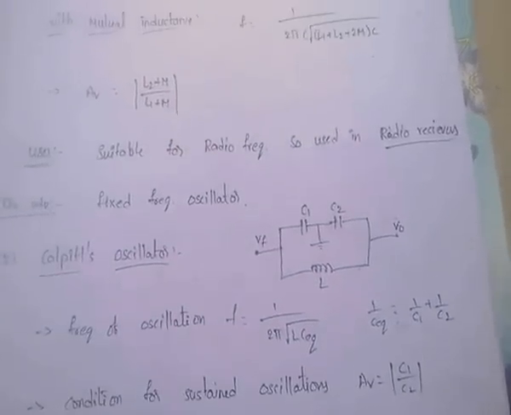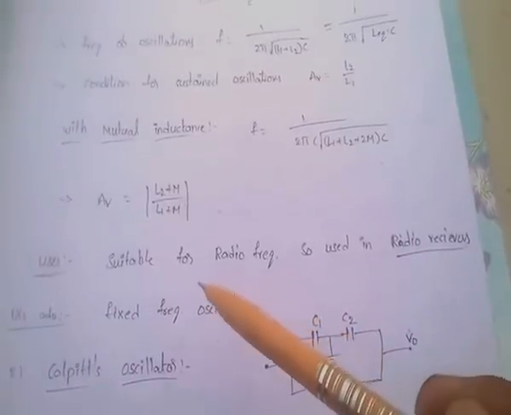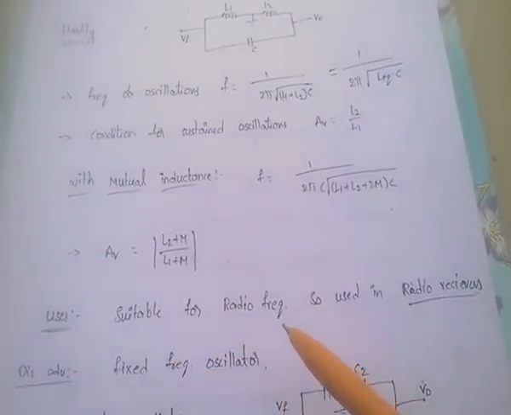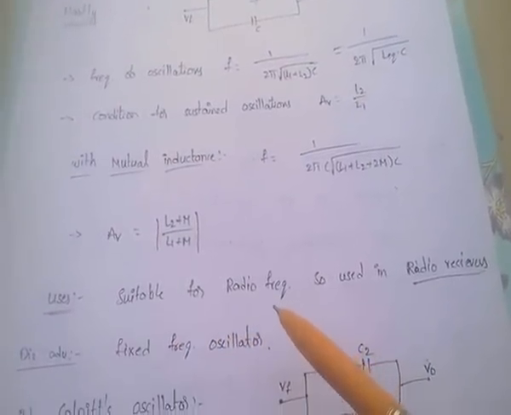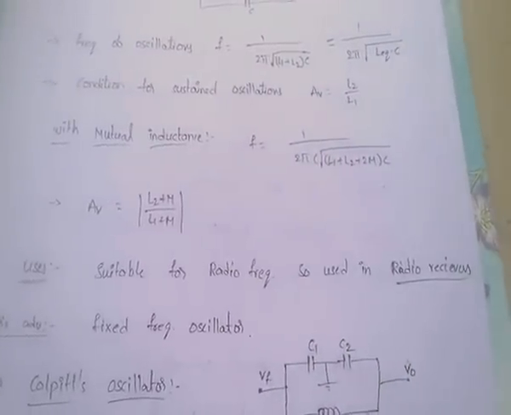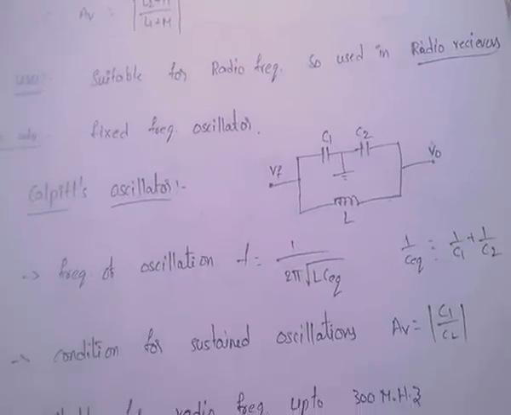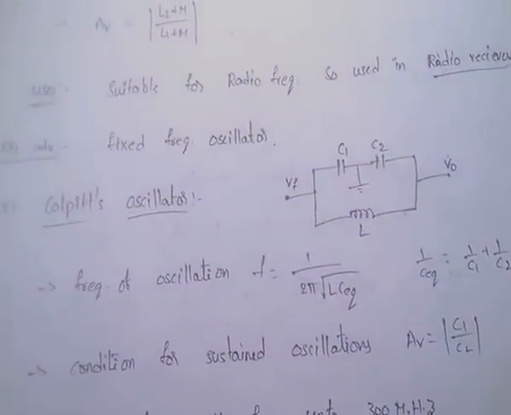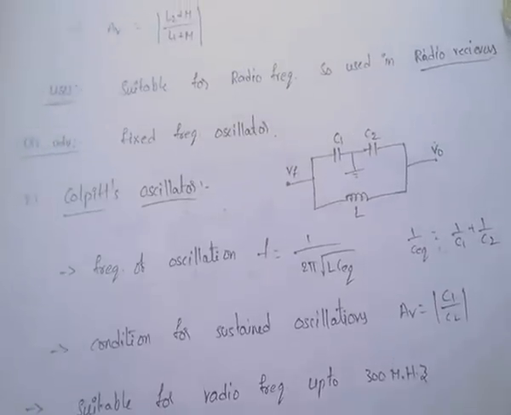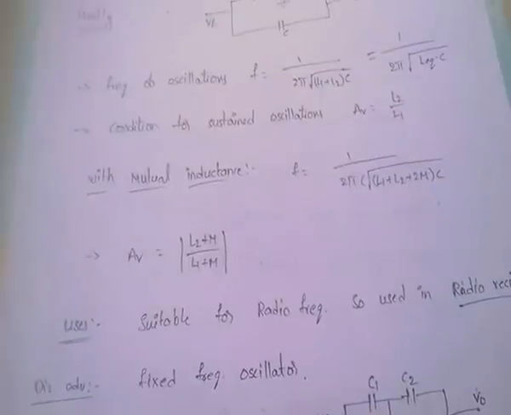Okay. And the uses of this Hartley oscillator, it can be suitable for radio. Very very important question. Hartley oscillator can be suitable for radio frequency, that means high frequency. So it is used in radio receivers. And the disadvantage of this LC oscillator is, Hartley oscillator is nothing but a fixed frequency oscillator.